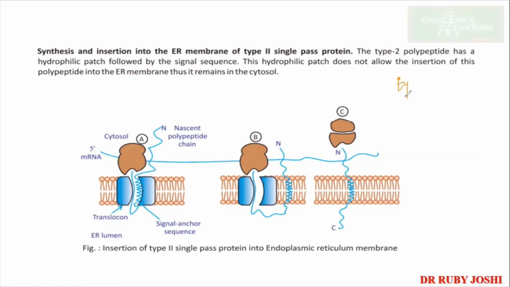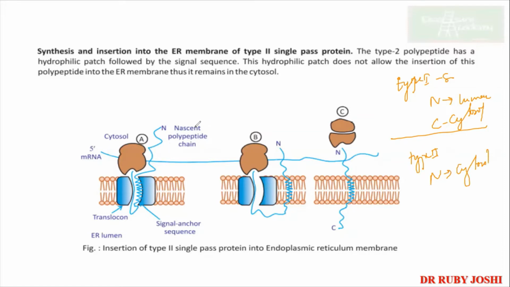Yes, ma'am. So in type 1 single pass protein, the N terminal is at your ER lumen and the C in the cytosol, okay? Type 2 is where you have N in the cytosol. Now see the difference.